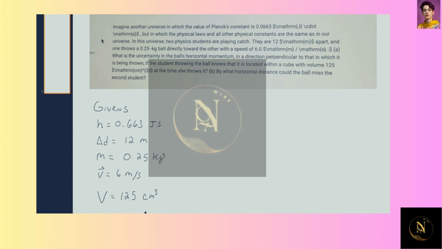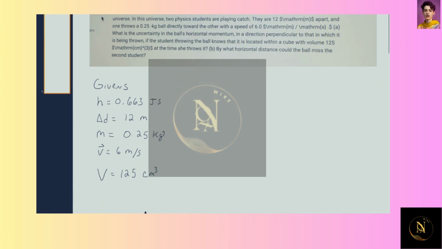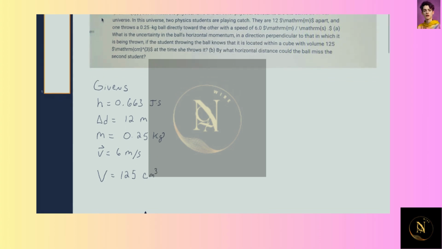The students are 12 meters apart. The ball has a mass of 0.25 kilograms. If quantum effects were not being considered, we would know for sure the ball is moving at 6 meters per second. However, with Planck's constant being so large, the person that's receiving the ball understands that the ball's initially starting in a 125 centimeter cube. And they know that with certainty, although the fact that there's a cube there leads to the uncertainty.